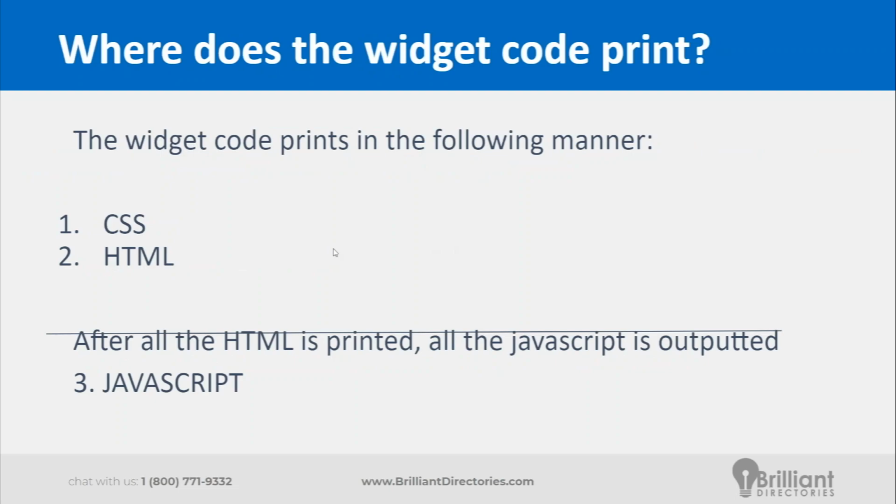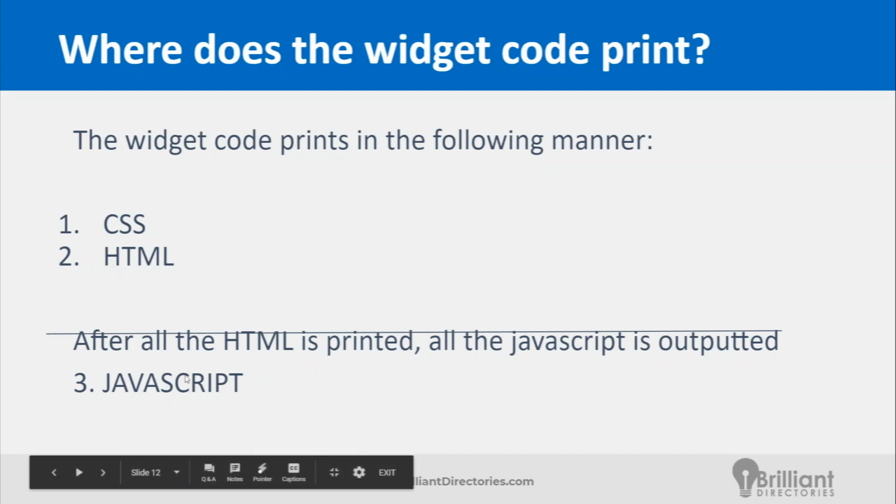All right, so here's a good question. Where does the widget code print? This is a really important concept to understand in the Brilliant Directories platform. The way that we print code is in two different places. Our CSS and our HTML get printed together, and our JavaScript gets printed at the end of the page after all the HTML is printed.